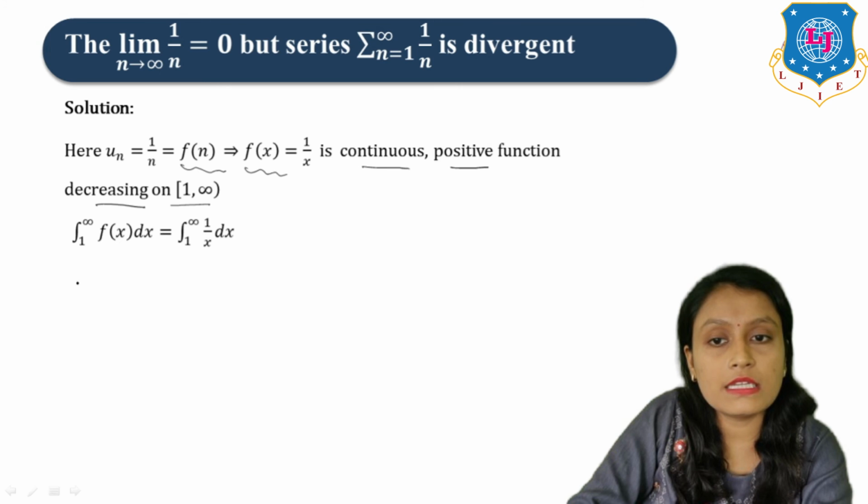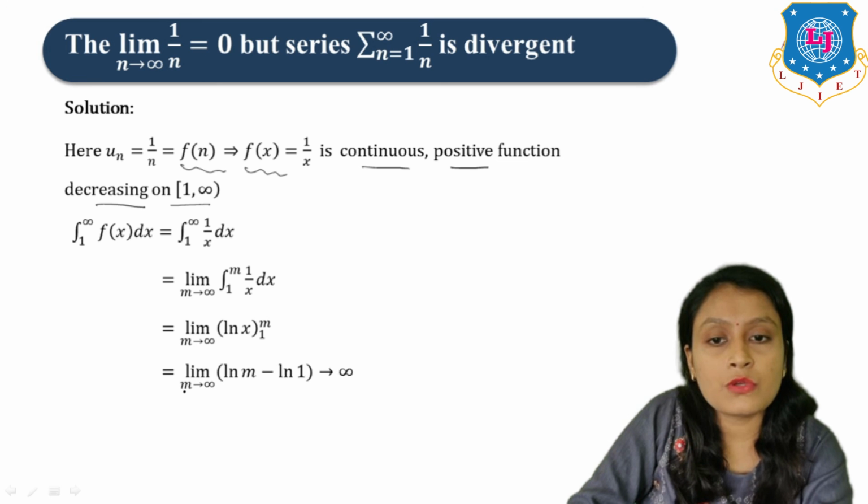So we will find this integral from 1 to infinity of f(x) dx. Now this function is 1 upon x, so the integral from 1 to infinity of 1 upon x dx. Again we have an improper integral, so we have to apply the limit. So limit m tends to infinity, integral from 1 to m of 1 upon x dx. Now we know this integration is ln x, and the limit is 1 to m.